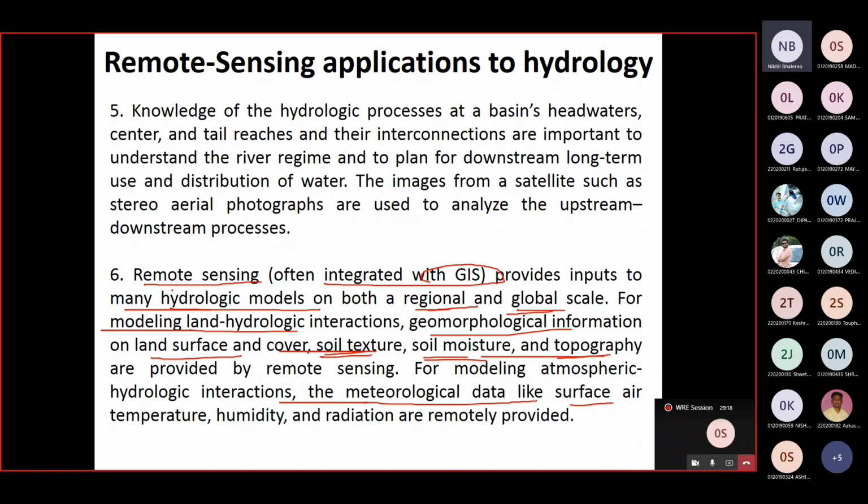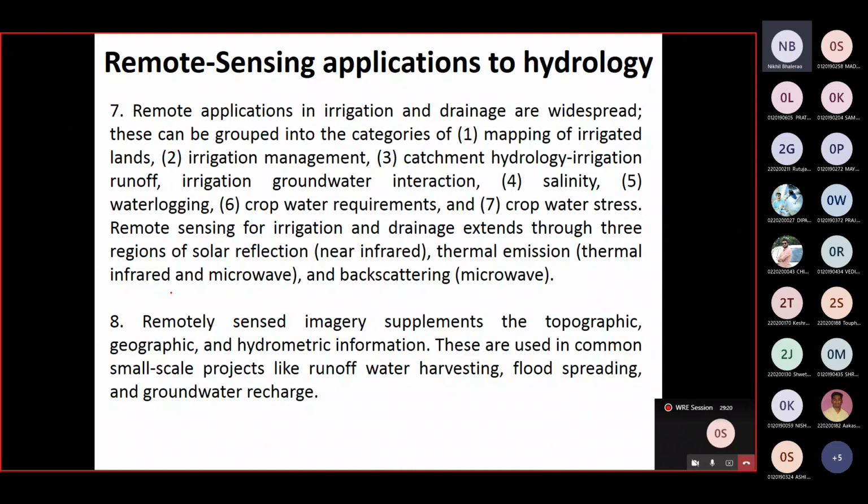Along with that, we can have various applications of remote sensing in terms of irrigation and drainage purposes. Like we can have mapping of irrigated lands, irrigation management, water logging, crop water requirements, crop water stress, salinity determination, etc. So not only in terms of hydrological models, but along with that we can also have an application towards irrigation management.